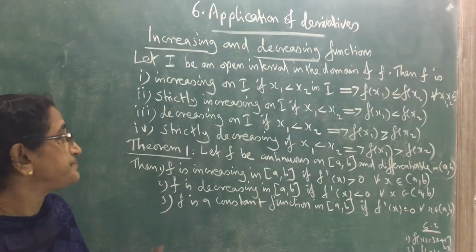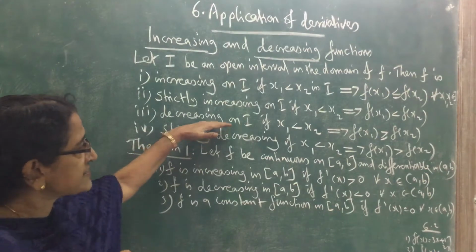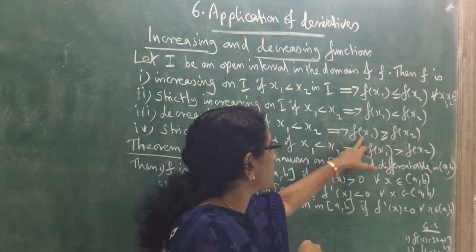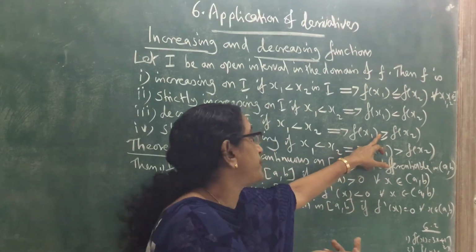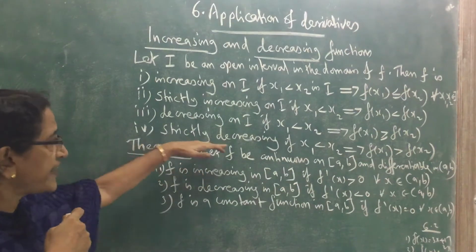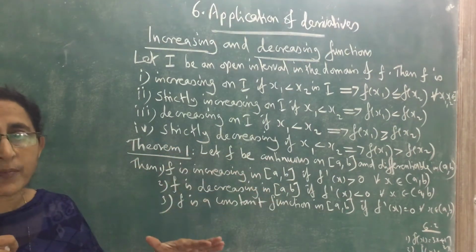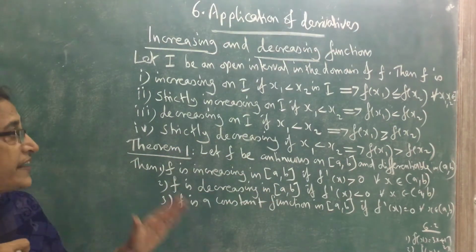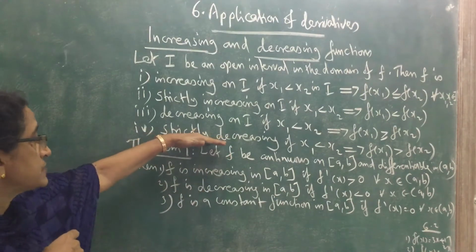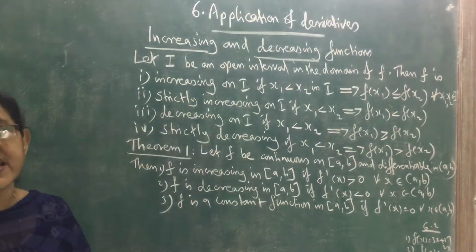Opposite direction. So decreasing means it can be equal also. F of x1 greater than or equal to f of x2. But in the case of strictly decreasing, x1 less than x2 implies f of x1 should be greater than f of x2 strictly. So that is increasing and decreasing functions.